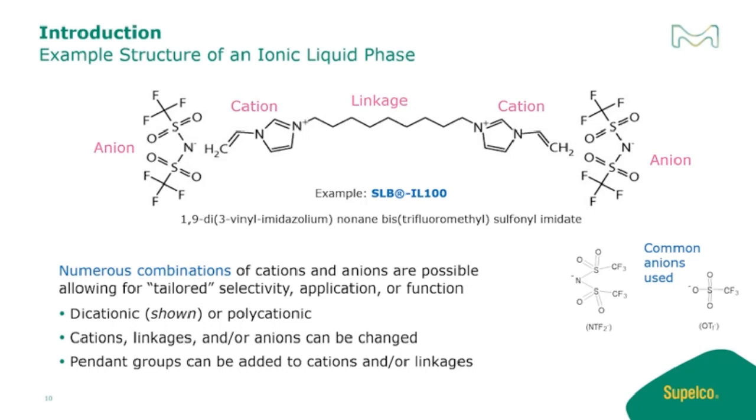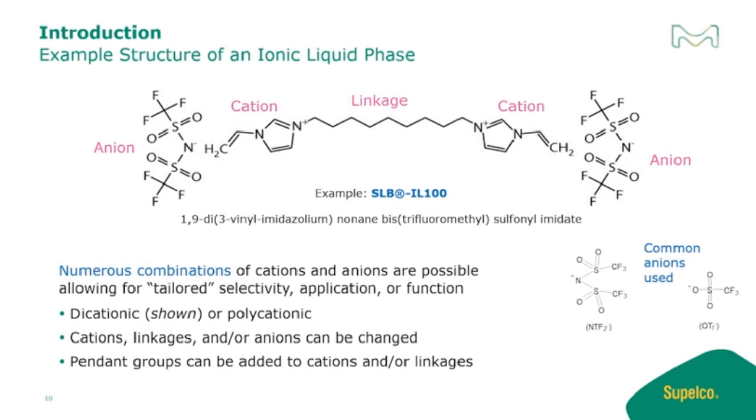So those are the two most common. We've been experimenting with a number of different anions to see what kind of stabilities we can get for the stationary phases. As you can see, numerous combinations of cations and anions are possible, again, to tailor the selectivity, application, or function. Again, I'm showing you the dicationic, and various pendant groups can be changed to change the overall selectivity.